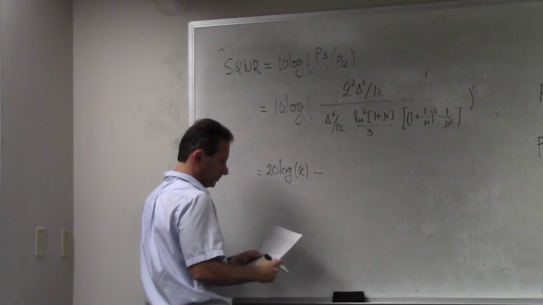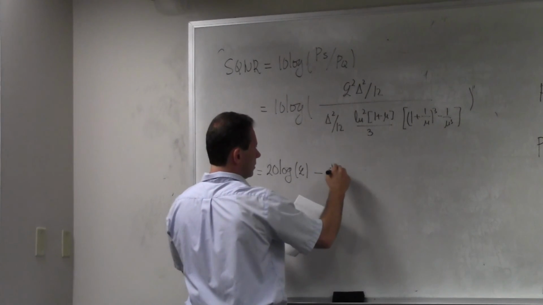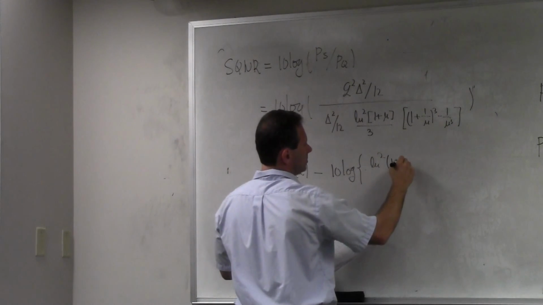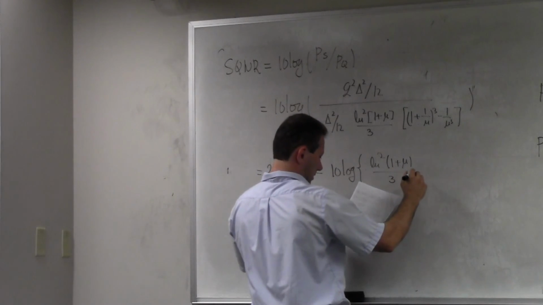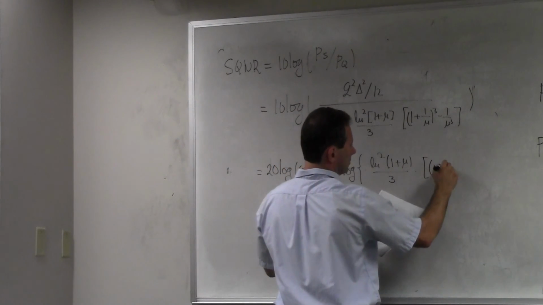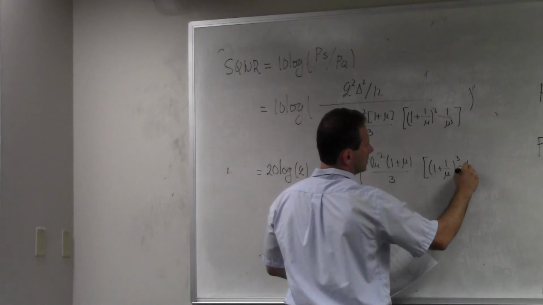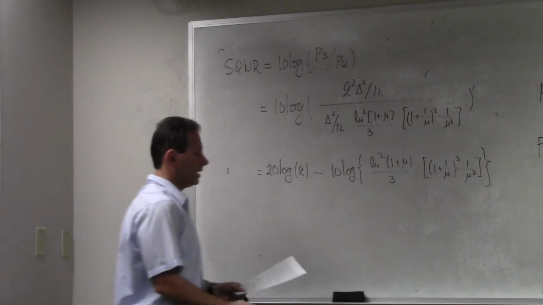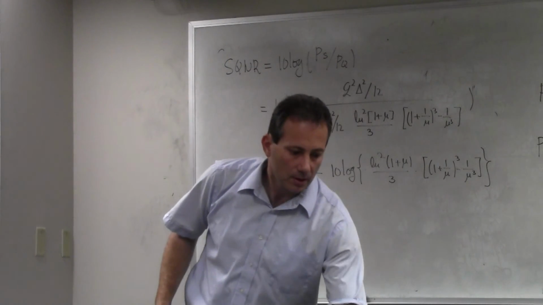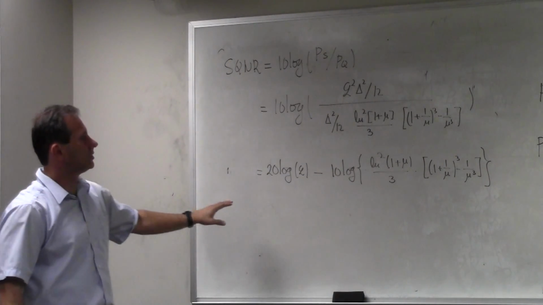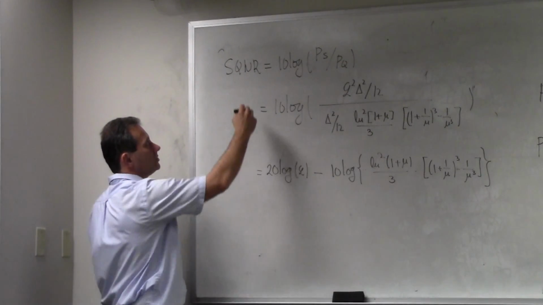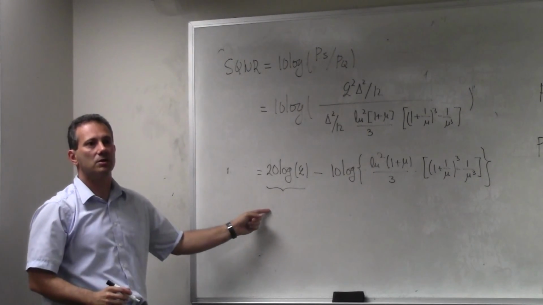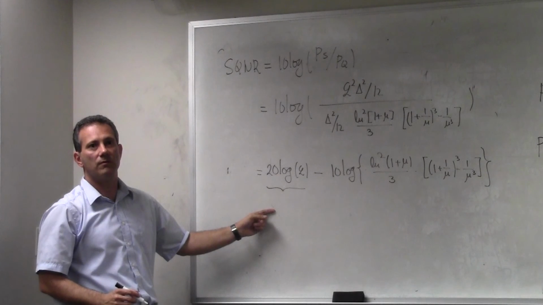And then minus this 10 log of ln squared of 1 plus mu over 3 times 1 plus 1 over mu cubed minus 1 over mu cubed. And the whole point of this exercise is this. You recognize the terms here. Signal to quantization noise ratio for uniform signal is 20 log of Q. This is our good old friend. This is what it was when your quantizer was uniform, right?